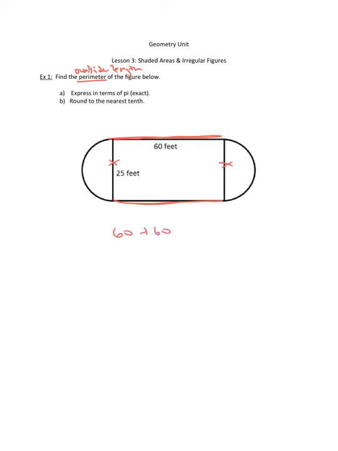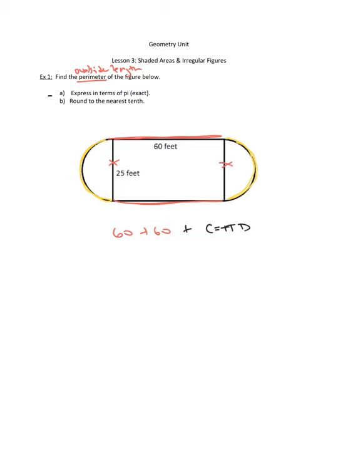And then I have, I'll do in yellow, the perimeter of the curved sections, which is the circumference of a circle. So I have two semicircles, and two semicircles make one complete circle. So I'm going to find the circumference, and I'm going to write C equals pi d. I'm going to add that into the 120.